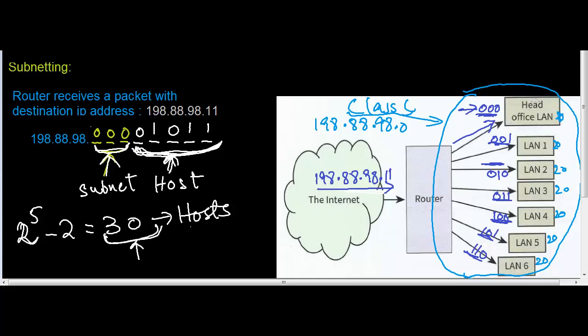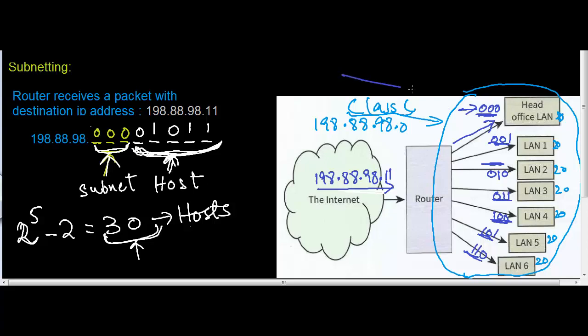Now this fulfills our requirement perfectly. Here is what we have done. We've used one class C network address. We have broken that class C network address into smaller networks, and we've called those smaller networks subnets. To the outside world on the internet, it appears to be a single class C network.